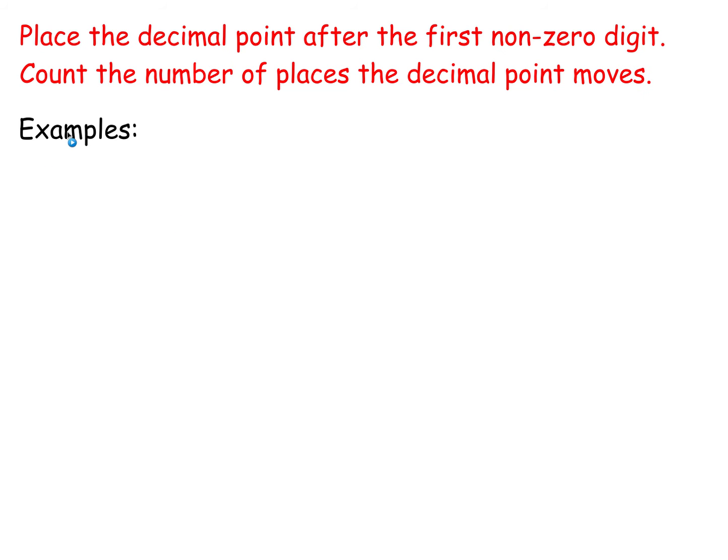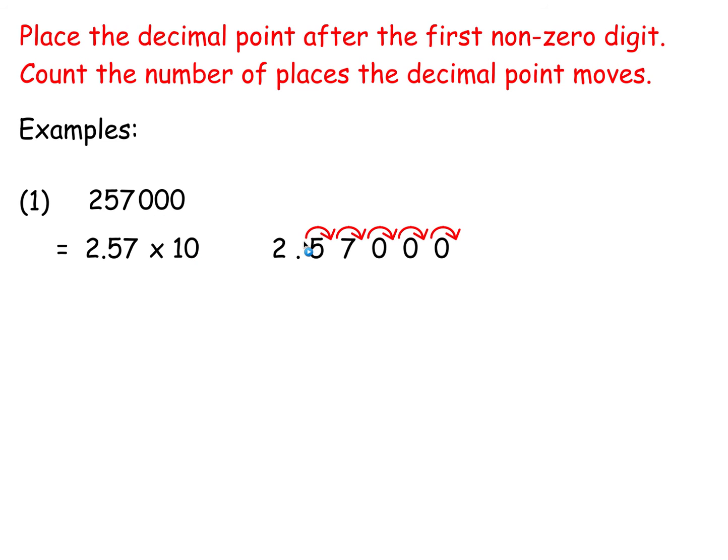Examples looked at included this one, 257,000. Put the decimal point after the first non-zero digit, so it's 2.57. You then think to yourself, how many times would I multiply it by 10 to get back to the original number? Here it is, 2.57. Shift the decimal point 1, 2, 3, 4, 5. You're back to the original 257,000. So it's 10 to the power 5. 2.57 times 10 to the power 5 is scientific notation, or another name for it, standard form.